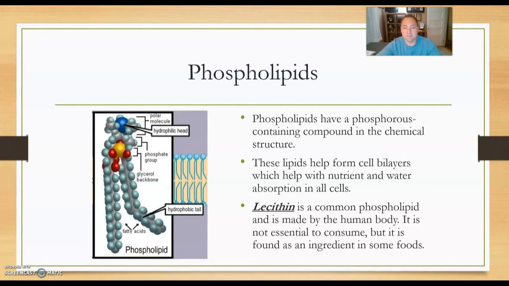Now, lecithin is a compound phospholipid and is made by the human body, so we don't need to get it from food if we don't need to. Again, our bodies make cells naturally, so if we have what we need, we're okay. It's not essential to consume, but it is found as an ingredient in some foods, and it's a little controversial, but it is being added to foods now, but it doesn't need to be, because if you eat properly and eat whole and natural foods, your body will create the phospholipids and the lecithin necessary to build up your cells.